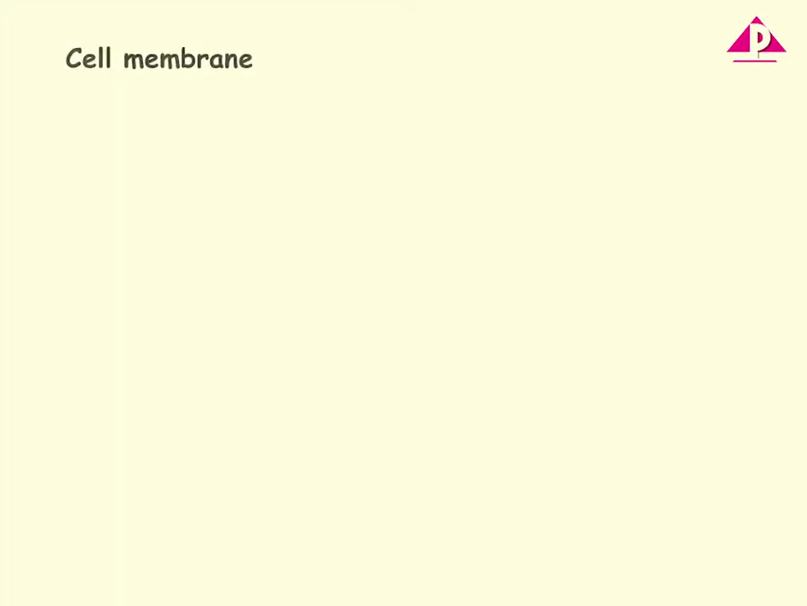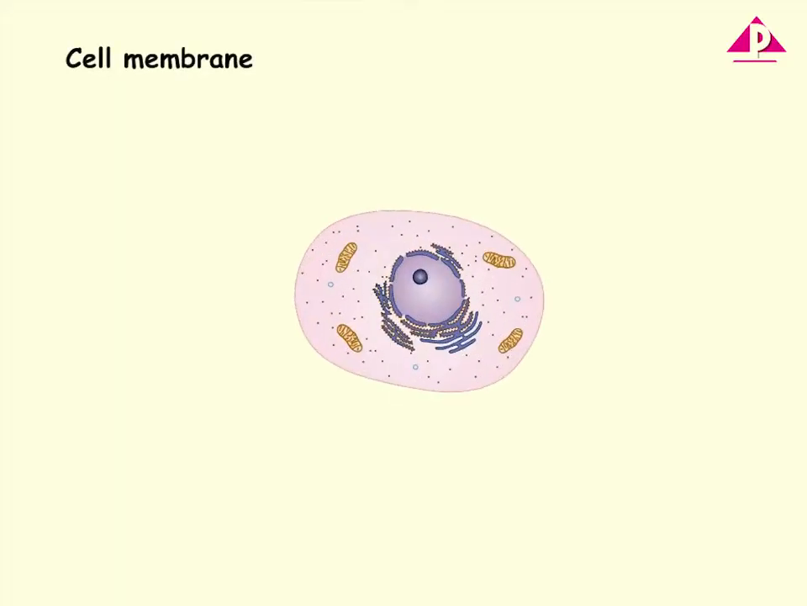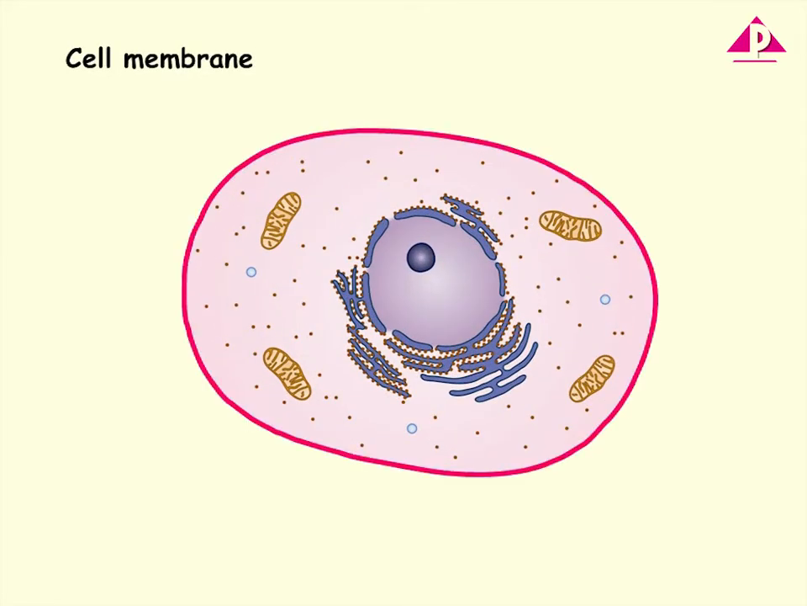The cell membrane, sometimes called the plasma membrane, is the boundary between a cell and its surroundings. A key feature of the cell membrane is differential permeability. This means that it allows some substances to pass through while keeping others out.